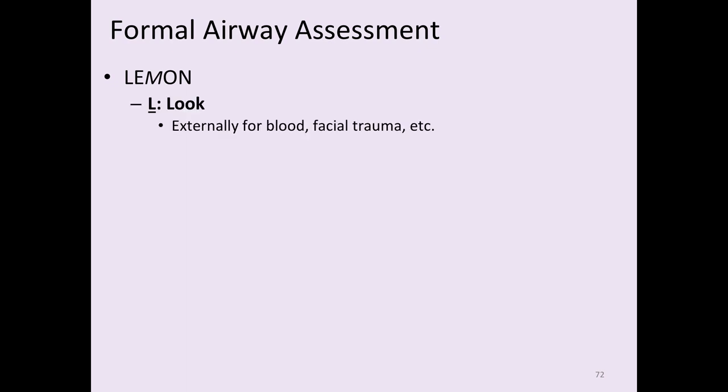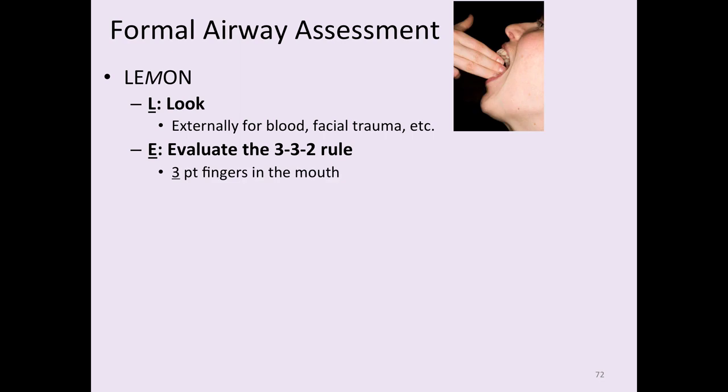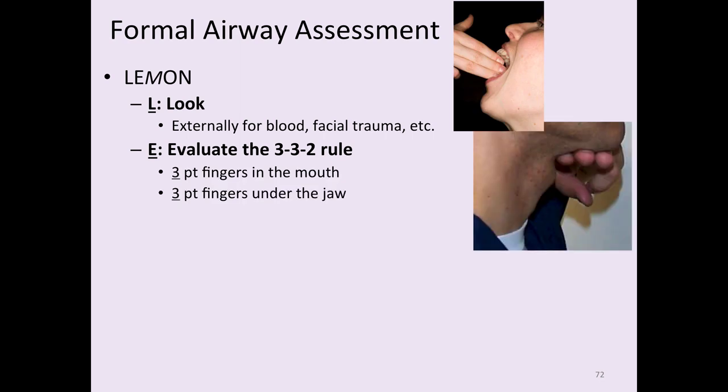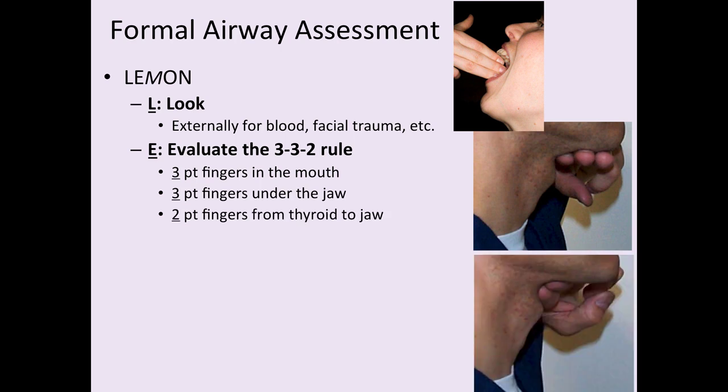So we're looking externally for blood, facial trauma, all that stuff. We're evaluating the 3-3-2 rule, right? Which means 3, and it's a general idea. The patient can open their mouth, the patient has a jaw of normal size, and the patient has a neck of normal size. So it's 3 of the patient's own fingers in their mouth, 3 of the patient's own fingers under their jaw, and 3 of their own fingers above the thyroid to the hyoid.